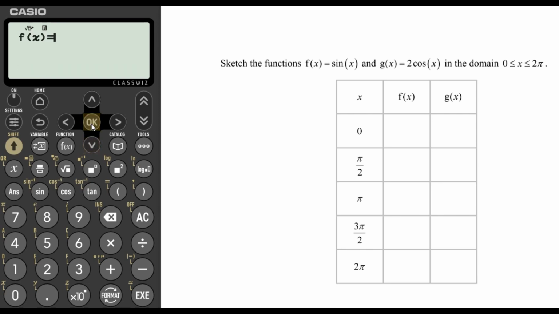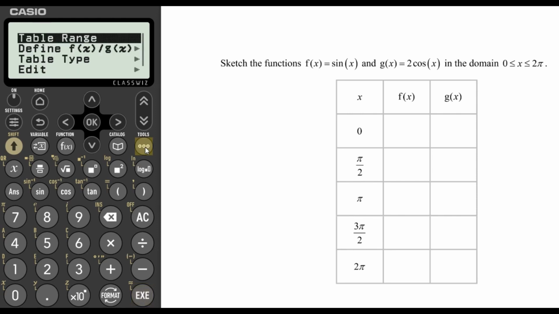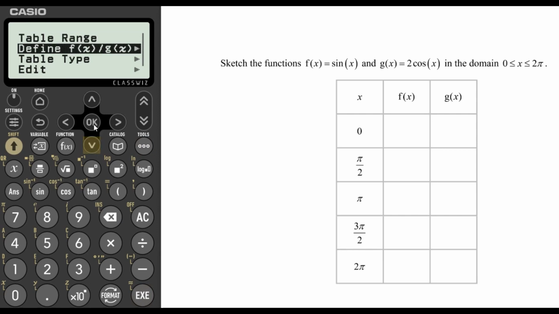So if we define f of x is equal to sin x. Press execute. We also need to define g of x. Following the same steps, g of x is equal to 2 multiplied by the cosine of x. We now need to input our range and the step. If we press tools and go to table range, we are starting at x equals 0. We end at 2 pi.